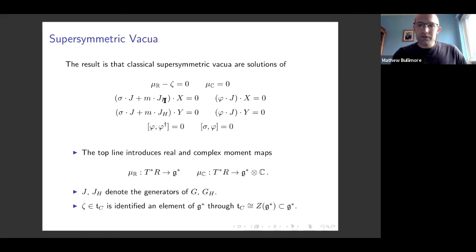Then in the next two lines, you've basically got an equation that says if you act with a gauge or gauge plus flavor transformation that's generated by the real or complex scalars, and you act with that on the hypermultiplets, then that has to vanish. And then there are equations that tell you that all of the scalars in the vector multiplet commute among themselves. So we're interested in trying to solve this fairly complex set of equations.